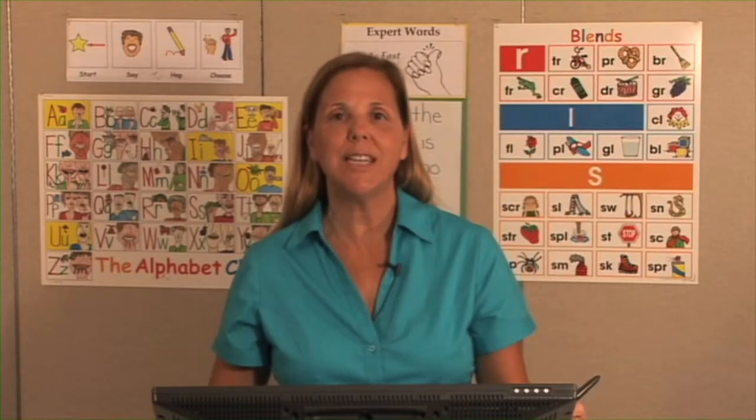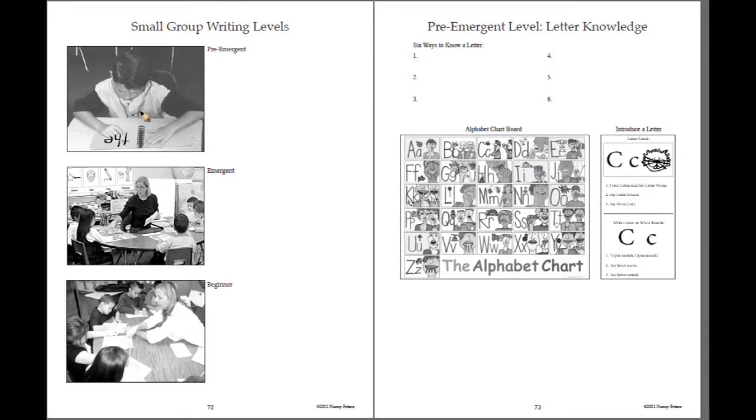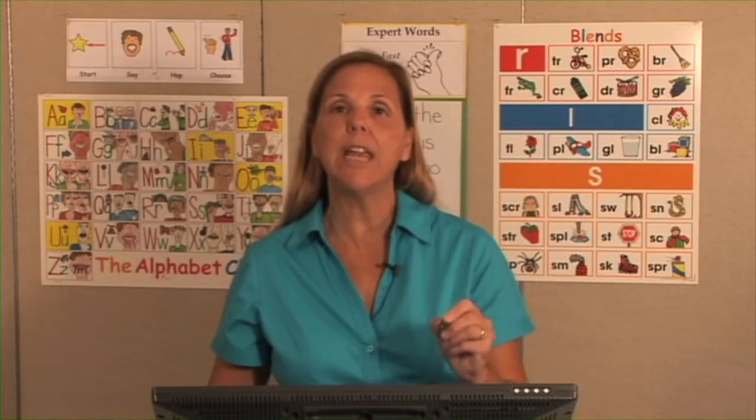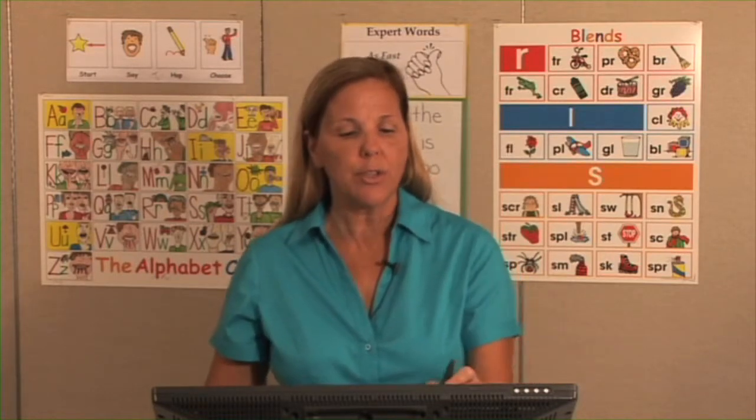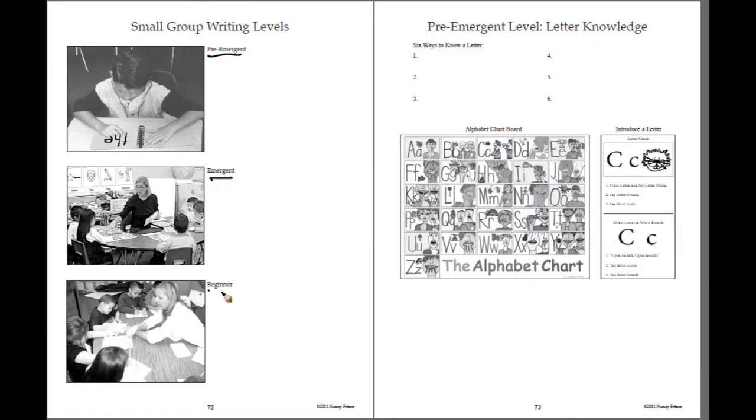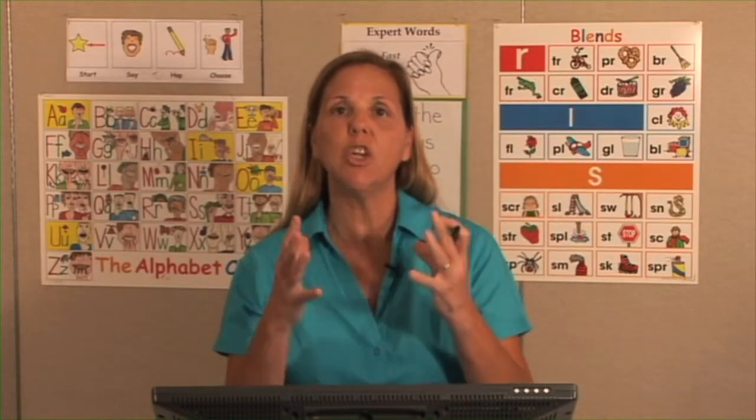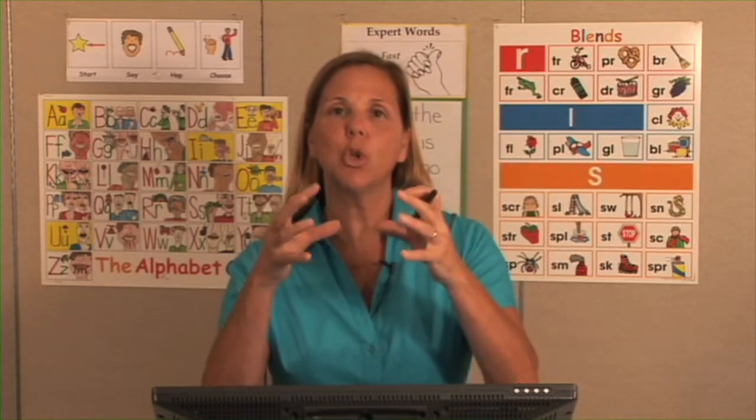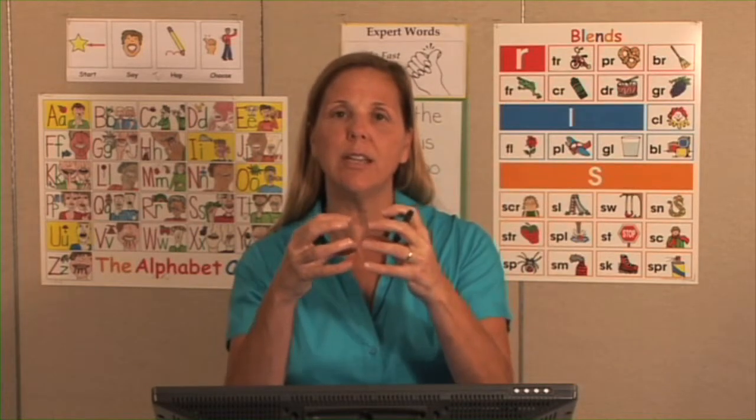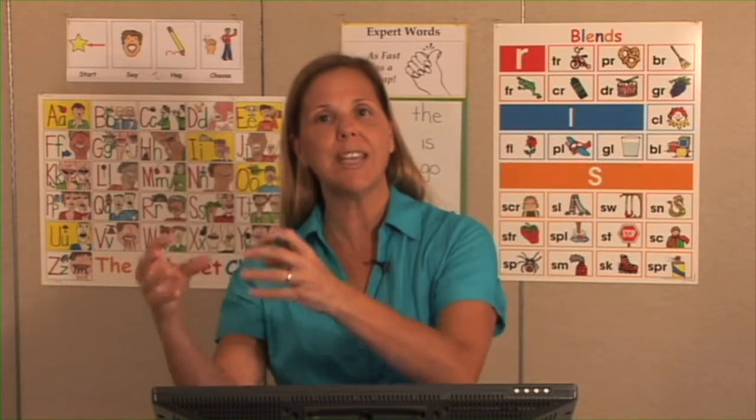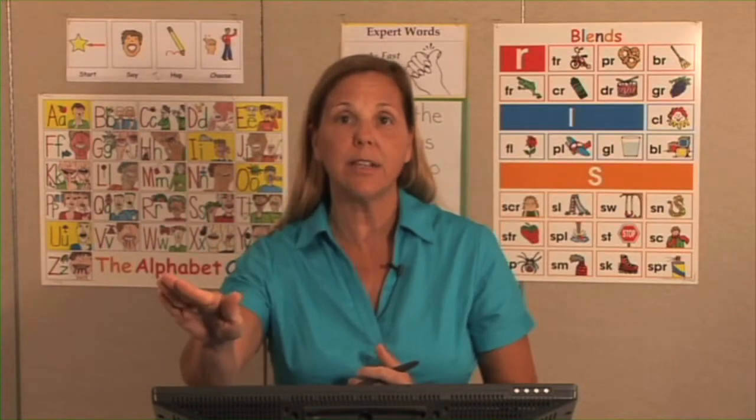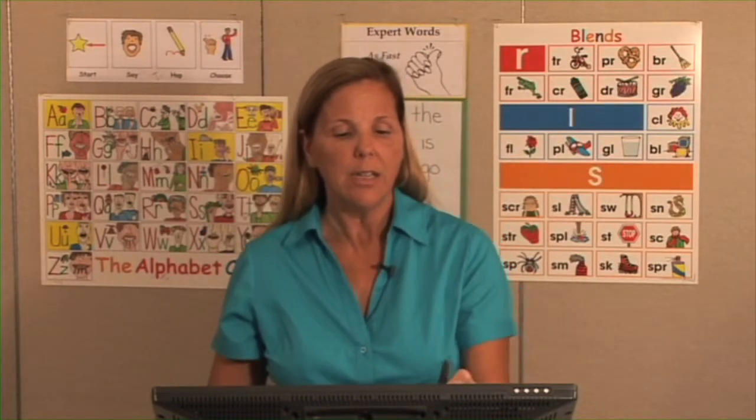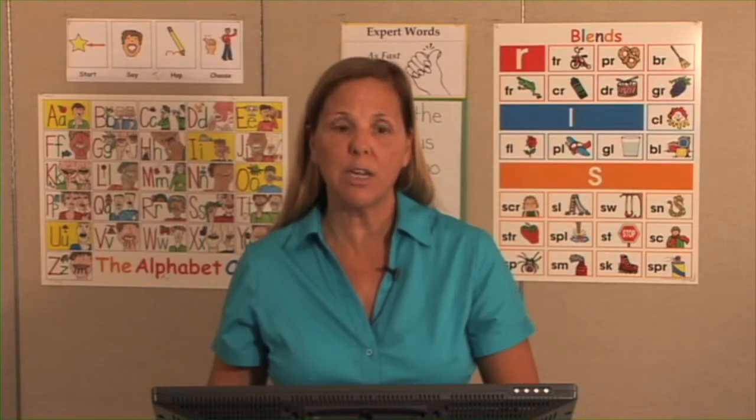Turn to page 72. On page 72, there are 3 types of small groups for writing, and they go in order. There's the pre-emergent, emergent, and beginner. There are specific teaching points that you are going to focus on for each one of these groups. As your children master the skills in each group, they move up to the next, and this will accelerate their achievement as writers. Let's look first of all at the pre-emergent group.